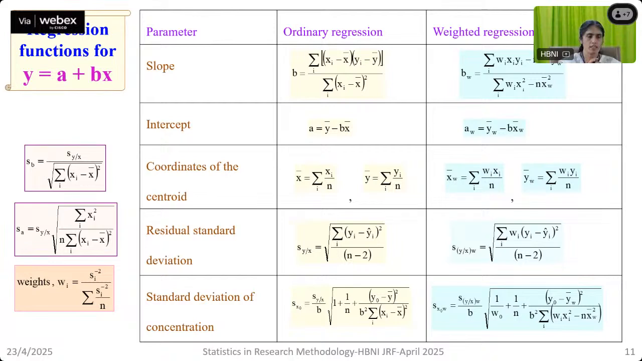Then the standard deviation of the slope, B is the slope, A is the intercept, and the weightage is calculated like this. This slide summarizes the entire set of equations which we have utilized for the regression line of y on x, the equation being y is equal to a plus bx, x bar, y bar being the centroid of the regression line, x0, y0 are the unknowns.